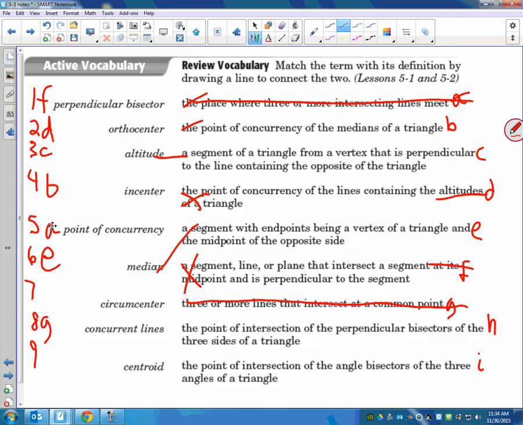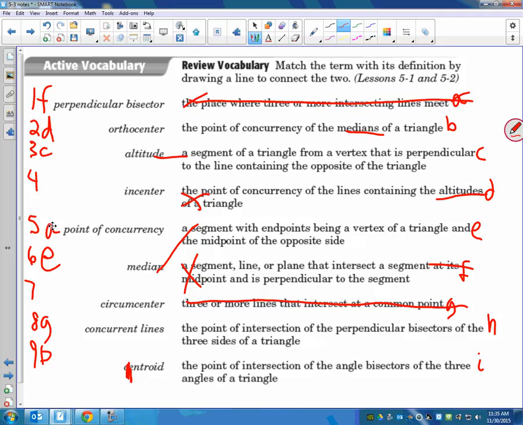What's the other one that we learned on Friday? The centroid? Wasn't the centroid the median? I think I disagree with this. This is not what I had. I thought the centroid is the point of concurrency of the medians. Okay, let's make sure. Which is what I had.